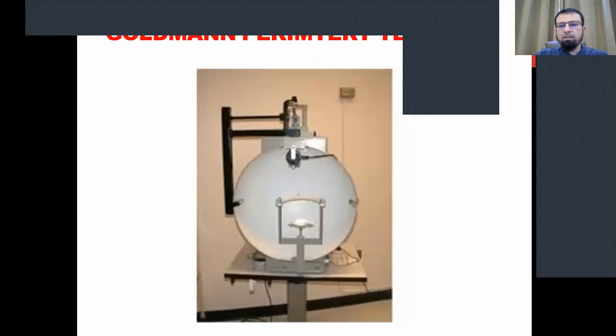In the Goldmann perimetry test, the patient's head will be here, and the patient will be looking at the center, and the therapist, or the optometrist, will be using a stimulus inside this plate. When the patient sees the stimulus, they will mark the area where the patient has seen it.